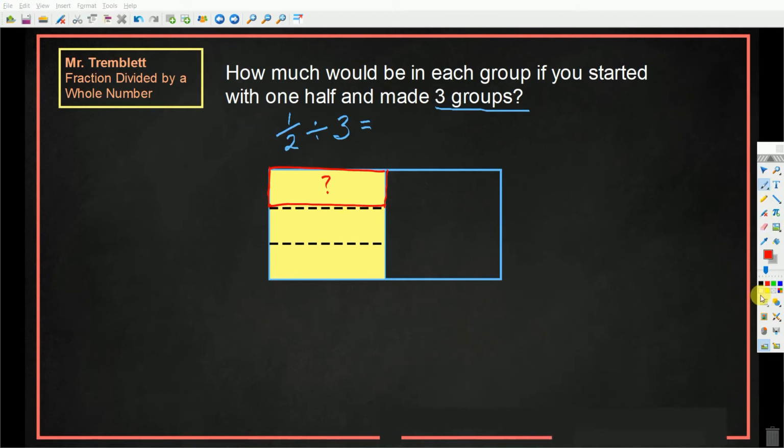If I was to label that, I would pretend, okay, how many pieces this size does it take to make the full thing? So I only have 1 of them, so my numerator is 1. And if I was to try and fill the whole thing up with pieces that size, it looks like it would take 1, 2, 3, 4, 5, 6 of them. So my answer is 1/6. If I had 1/2, I split it into 3 groups, I would have 1/6 in each group.